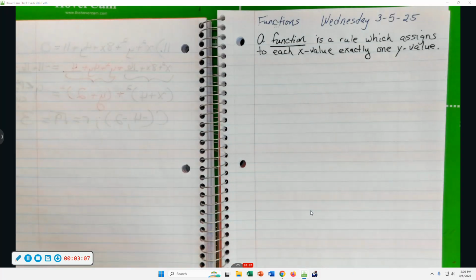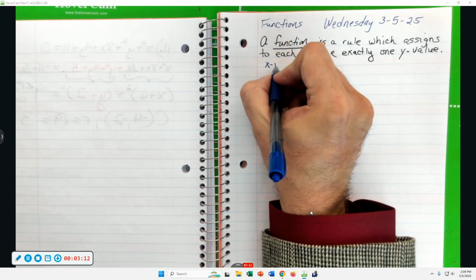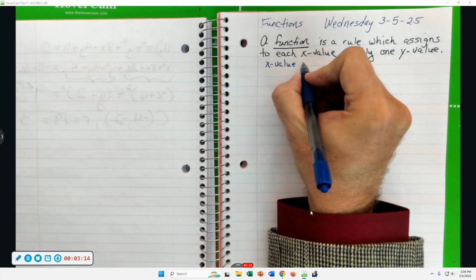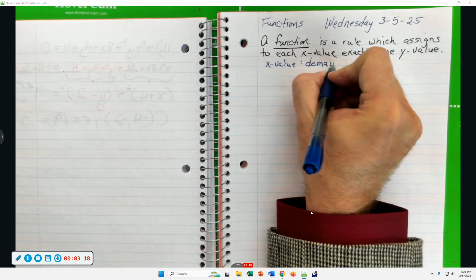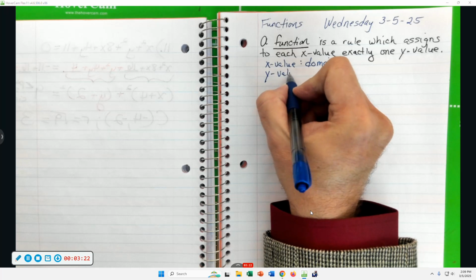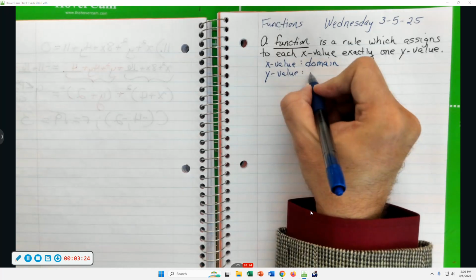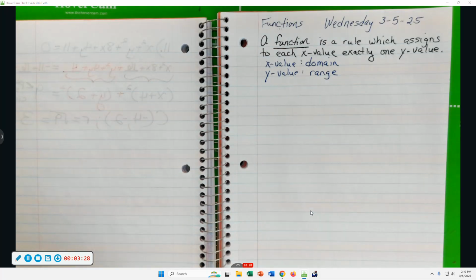Now, the set of x values has a special name. It's called the domain. The set of y values is called the range. So we have function, domain, and range. Let's do number 1.